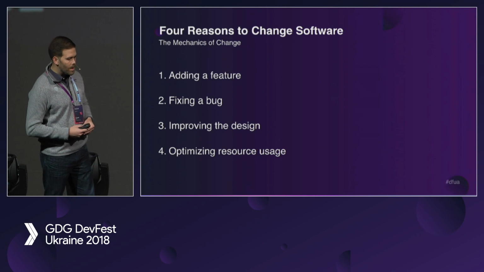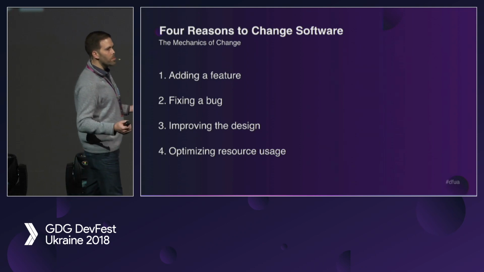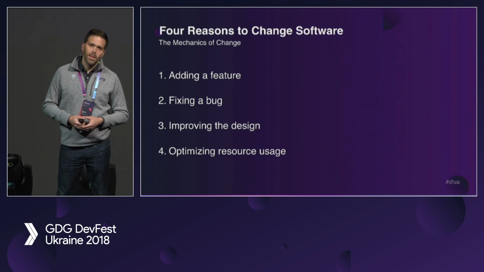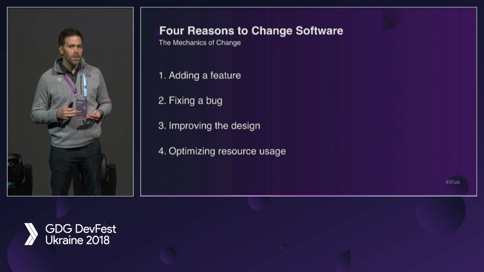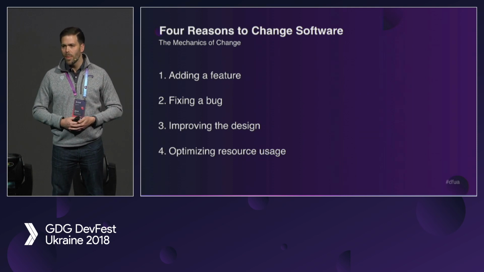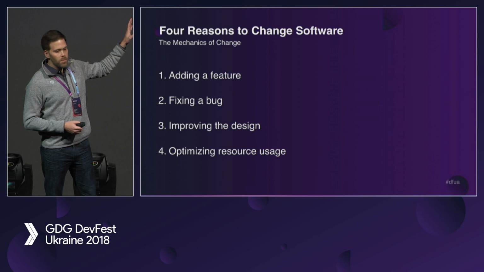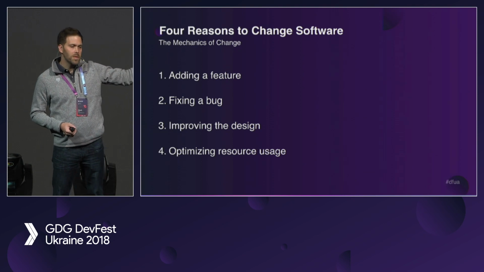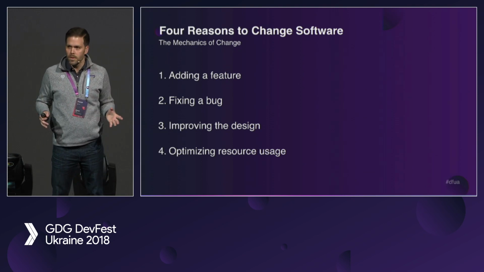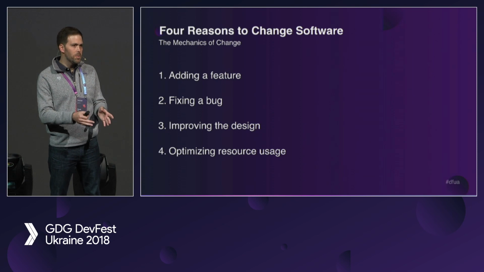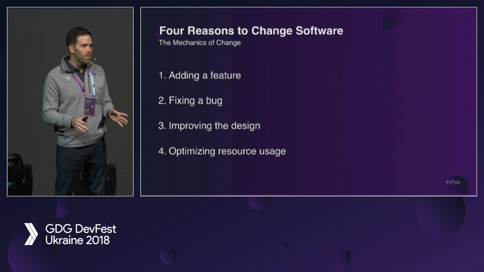And so let's talk a little bit about the actual mechanics of what it's like to change software. And so really, there are 4 reasons to change software: adding a feature, fixing a bug, improving the design, or optimization. Now, when we think about the first 2, adding a feature and fixing a bug, these are really similar in the sense that in both situations, the end result is a change in behavior.